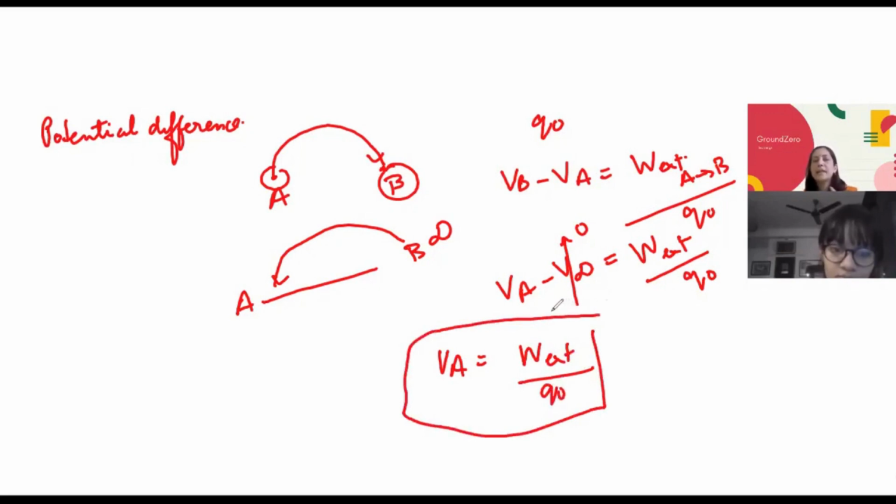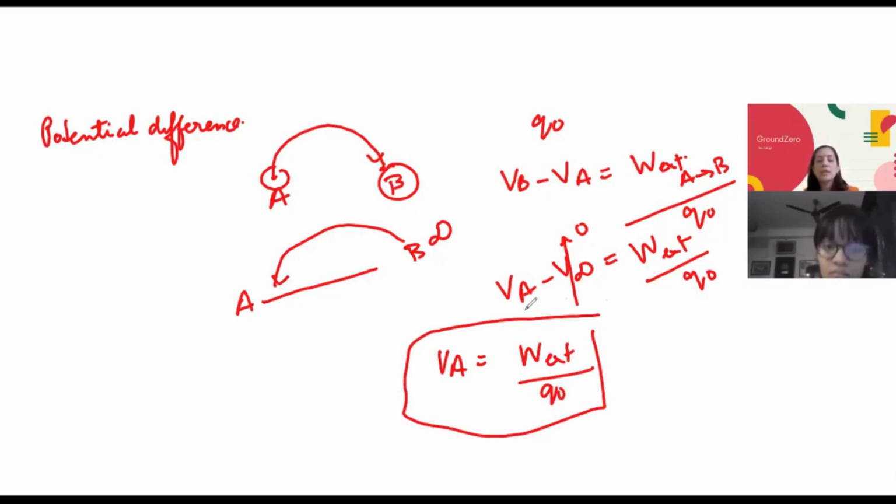So basic idea is like the potential difference between 2 points. If you know the potential difference, then you can find the potential at a particular point by considering the other point at infinity, right? So there are certain important points we should know while finding the potential, right, at any point.